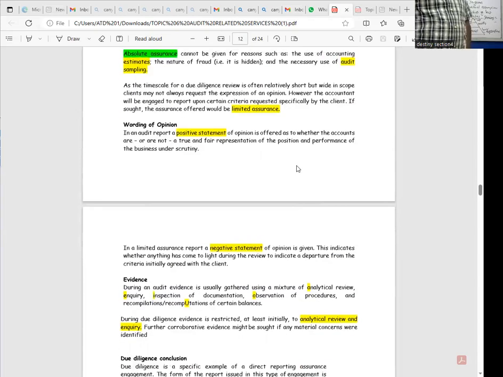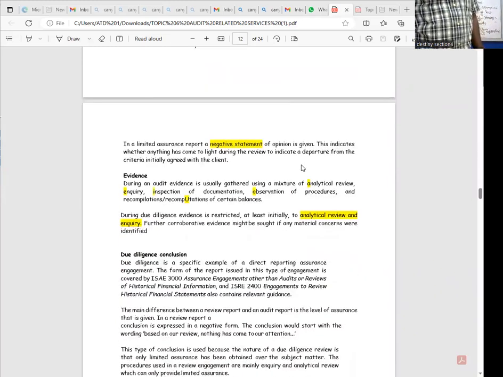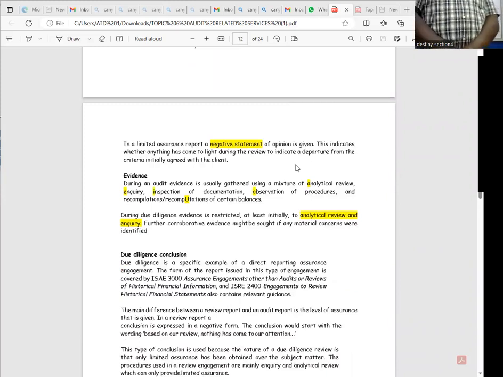Then, the wording of the opinion. In the audit report, a positive statement of opinion is offered as to whether the accounts are or are not a true and fair representation of the position and performance of the business under scrutiny. In a limited assurance report, a negative statement of opinion is given. This indicates whether anything has come to light during the review to indicate departure from the criteria initially agreed with the client.